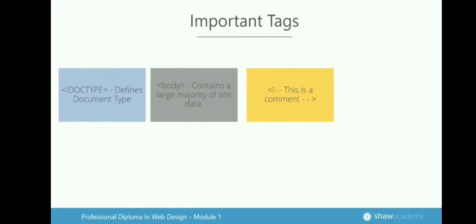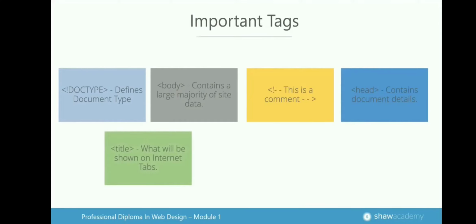Then we've got this little fun section. So this is a comment, and within lesson 2 we're going to talk a lot more about commenting, but this is basically when you want to include information that you do not want to show on your site, so little messages to yourself to remind you to do things. Then we've got head, which is going to contain your document details, and then title, which is what shows in the tab on top of your web browser. So if you're currently on Show Academy site, which I hope you are, you will see at the top that it says Show Academy Master Real Skills Today.